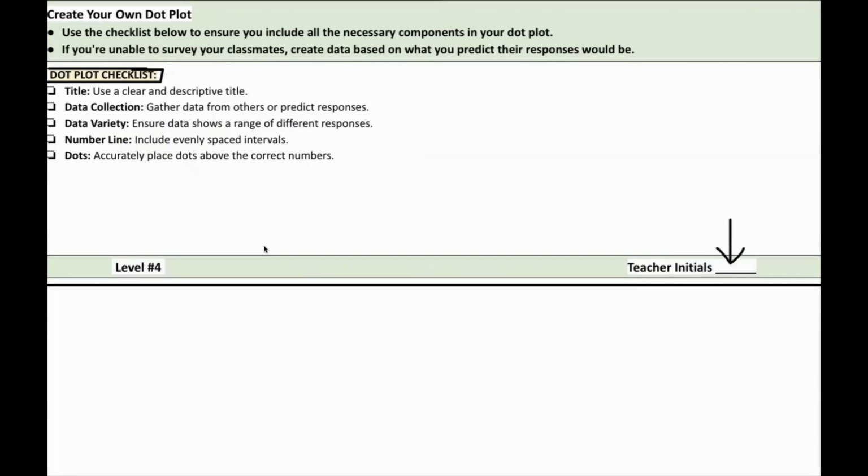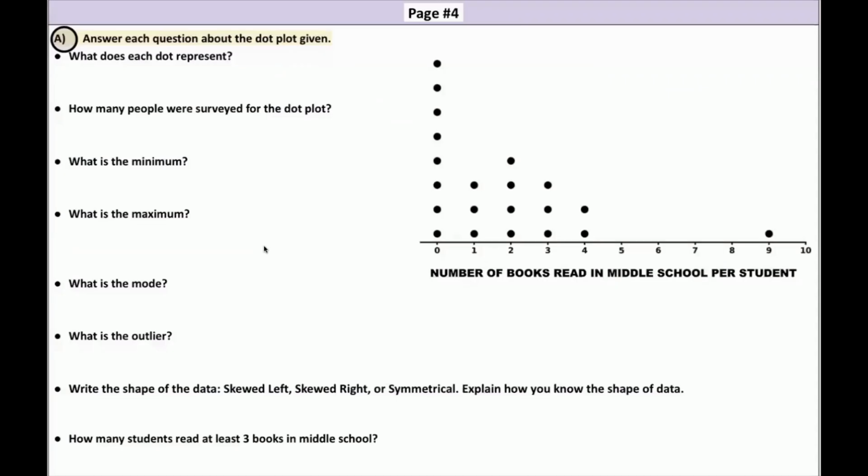Once you finish page 3, check in with your teacher. On page 4, complete the problems under A, then come back to the video to check your work.